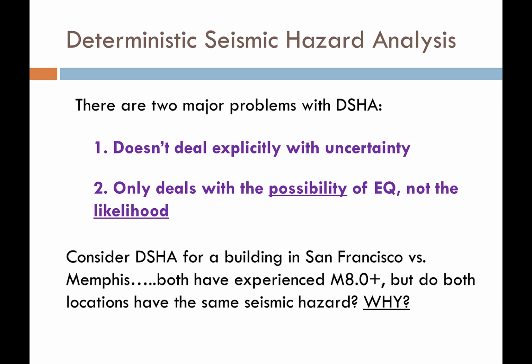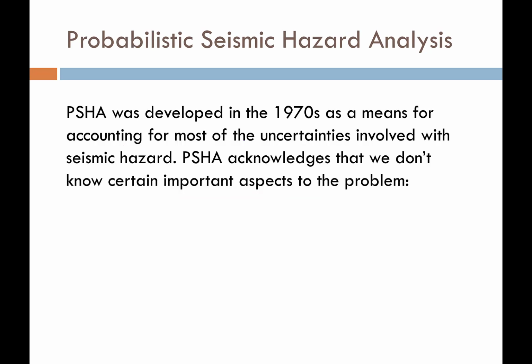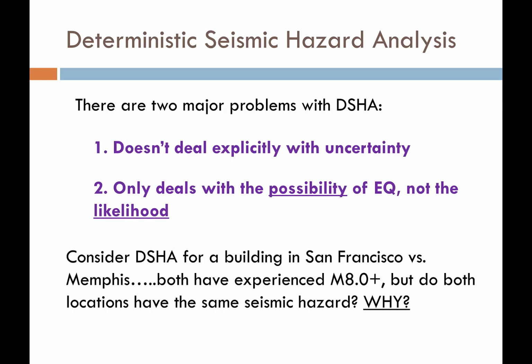Now, if that doesn't sit right to you, and you say, wait, that doesn't sound right at all, the building in San Francisco should be designed much more resiliently for earthquakes than the one in Memphis. And I would ask why. Why is that the case? Well, because the likelihood of the magnitude 8.0 earthquake in San Francisco is much, much higher in the lifetime of your building than the likelihood of it occurring in Memphis, Tennessee. And so a DSHA doesn't capture any of these effects.